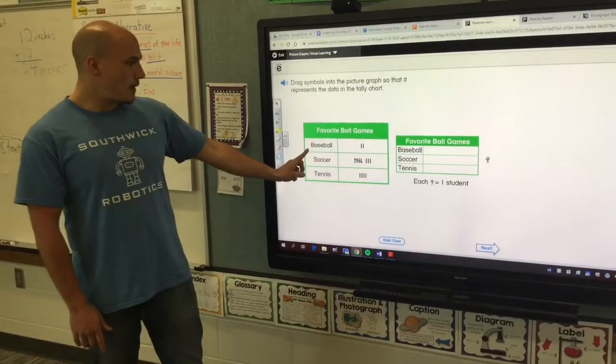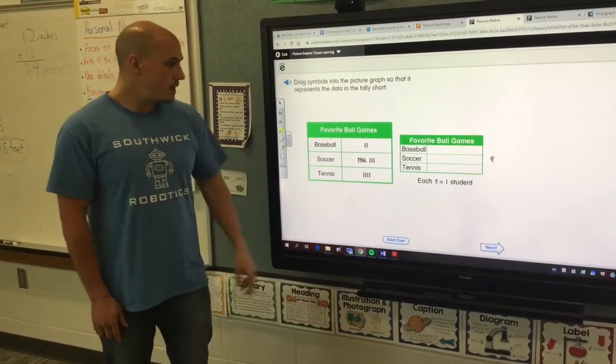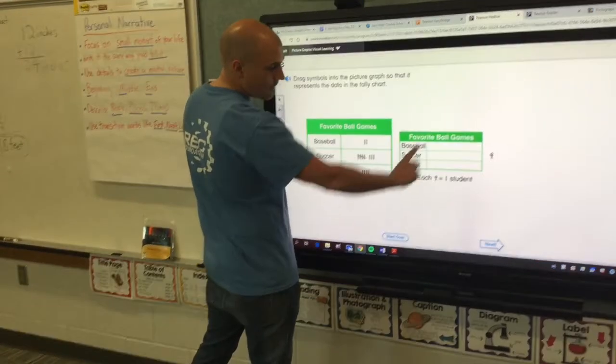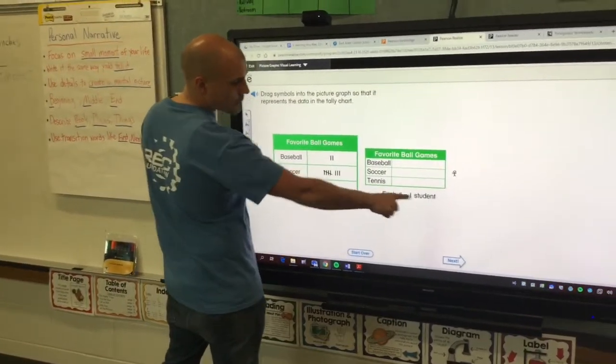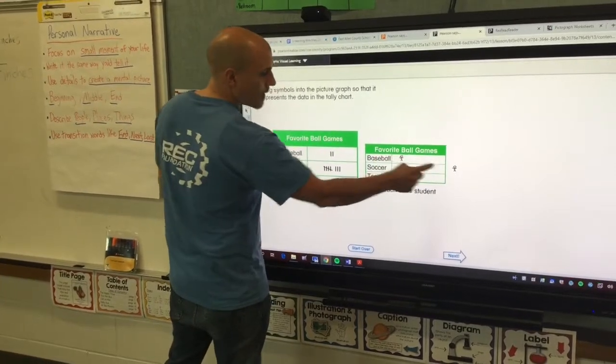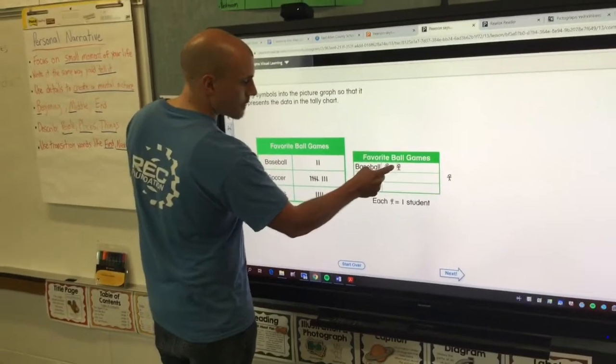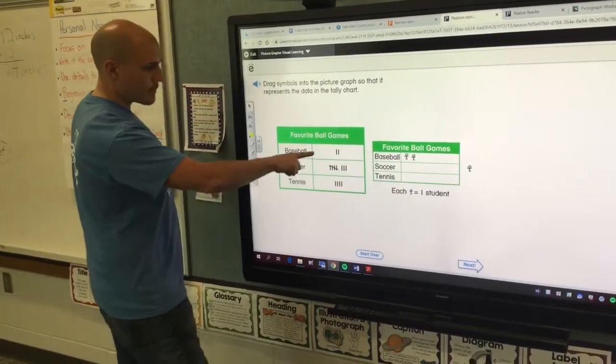So if we start with baseball, we count the tallies 1, 2. So that means there's 2 students. Over here, we have baseball. We see each stick figure is 1 student. So I'm going to take 1, 2. So it shows 2 students, like baseball.